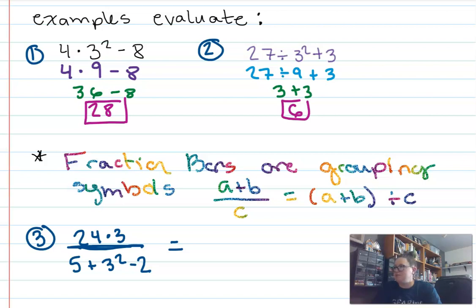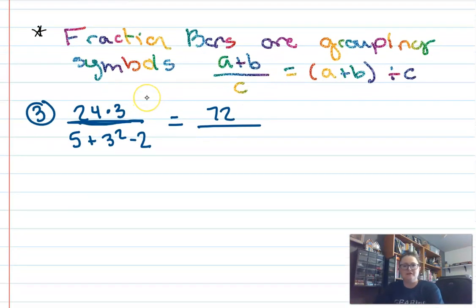That's 24 times 3, which is 72, over, now on the bottom here there's quite a bit to simplify. This one's a lot like our first example. We've got this 3 squared, so that needs to become a 9. And then we're going to keep the top 72. We need to keep reducing the bottom.